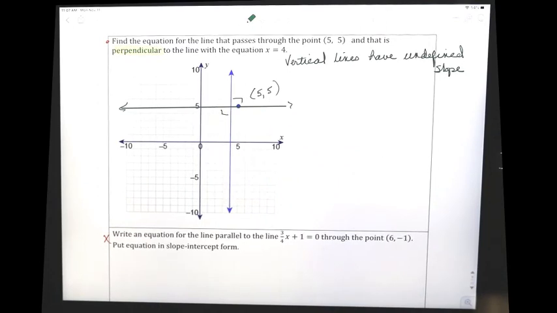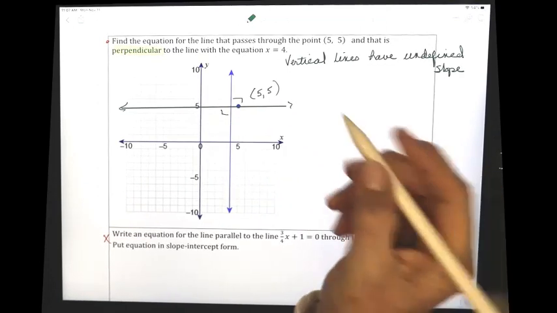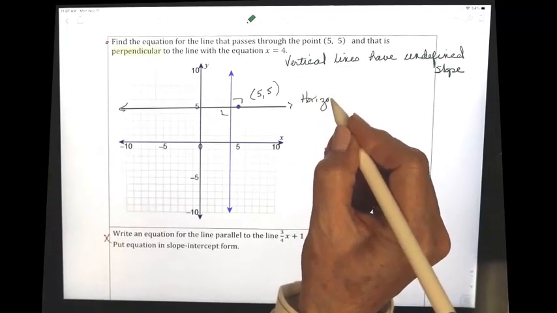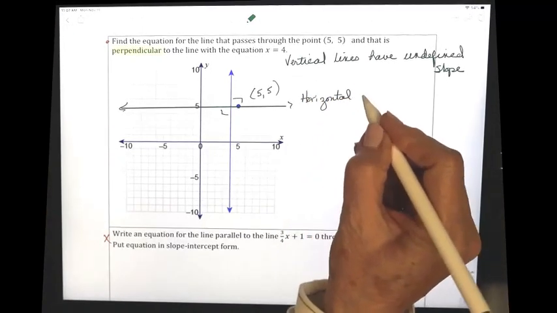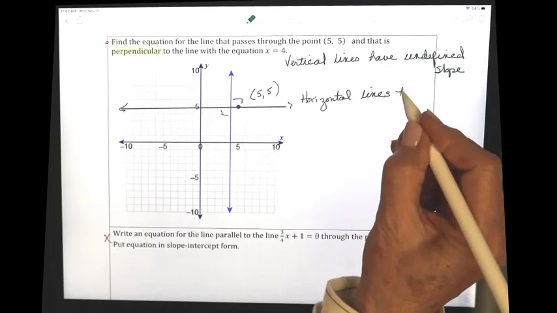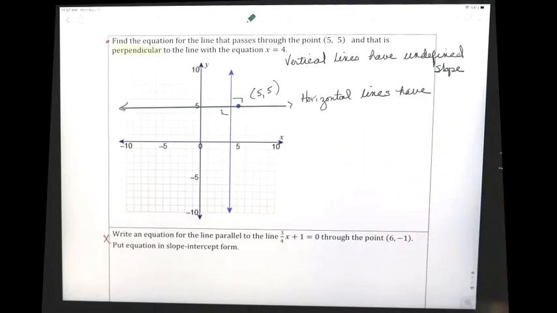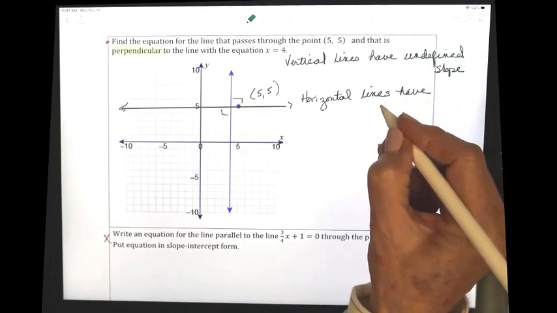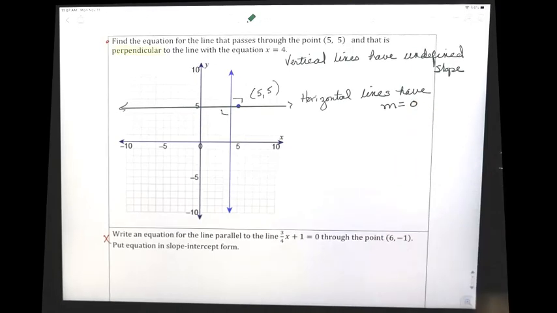Okay, so what do we know about the slopes of horizontal lines? So there's a lot to remember here. I'm going back and picking up a lot of information from some past exercises that you have done. So for all horizontal lines, the slope is equal to 0.